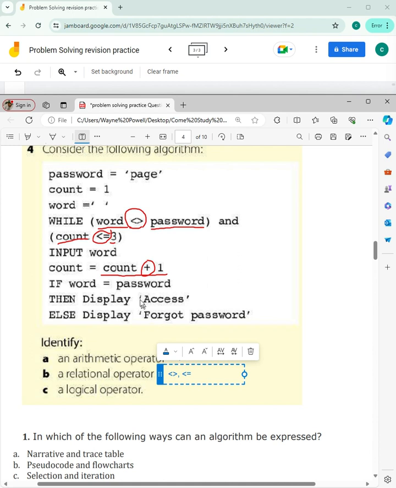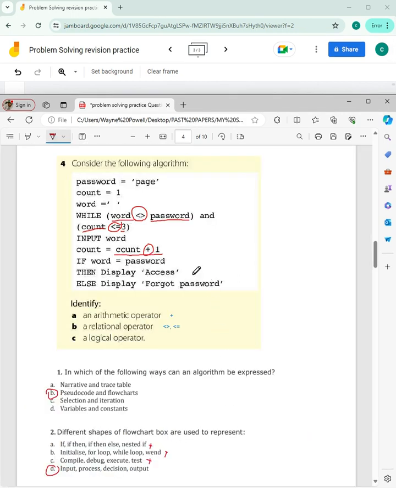A logical operator. So a logical operator would be and, or, not. So logical operators are and, or, and not. And in this example, we see one logical operator here, which is and.